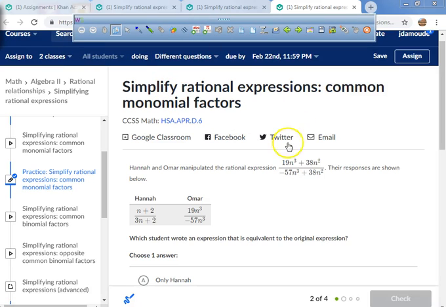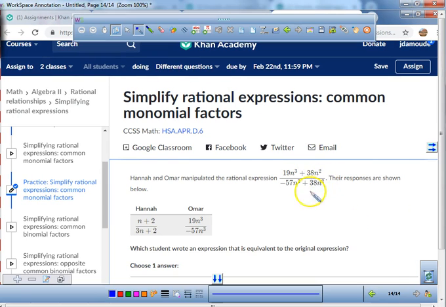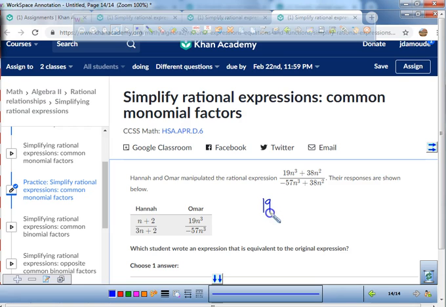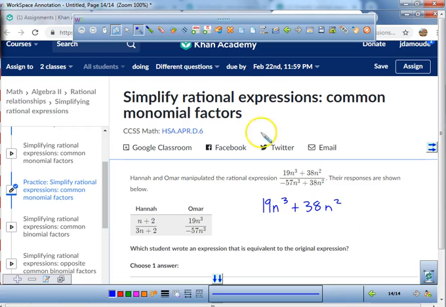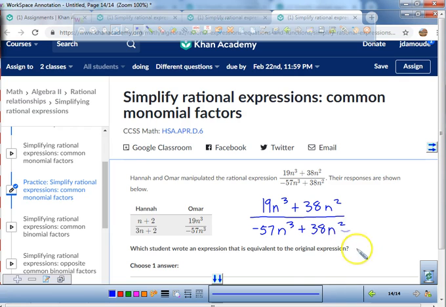Today we're going to be talking about how to simplify rational expressions using common monomial factors. Right now, I'm going to rewrite our problem a little bit bigger: 19n cubed plus 38n squared over negative 57n cubed plus 38n squared. And it says, which student wrote an expression that is equivalent?